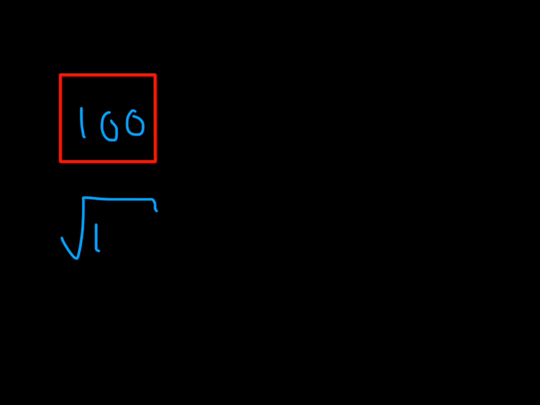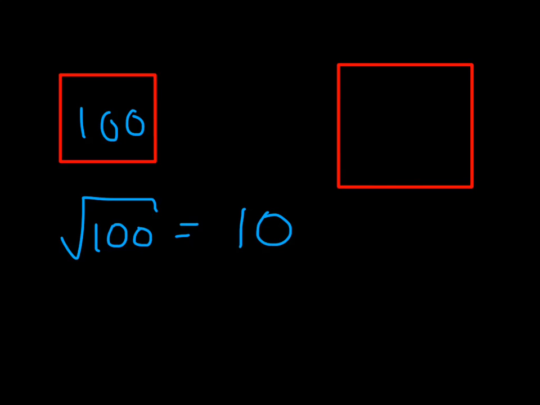And there's lots of numbers that have square roots. Like we could make our square, what if it was an area of 100? Well, you'd find the square root of 100, right? You probably think that is 10. And then there's lots of numbers that don't have what we call perfect square roots.